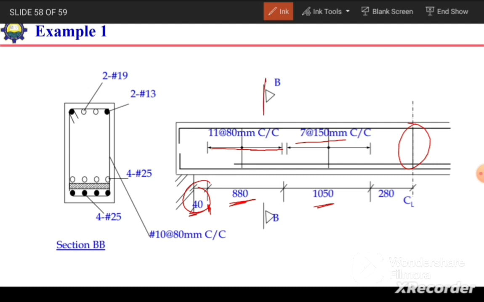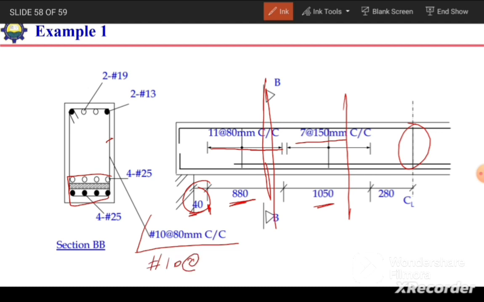So if we cut the section at this location, we will have 8 bars and we will have the stirrups. So this stirrup will be denoted as number 10 at the rate of 80 millimeters center to center if we cut the section at this location, and if we cut the section at this location, it will be number 10 at the rate of 150 millimeter center to center.